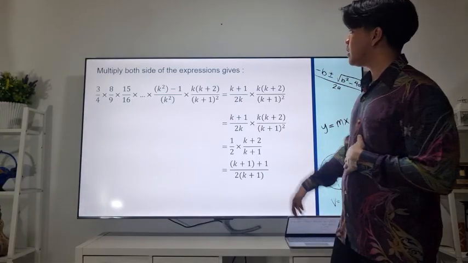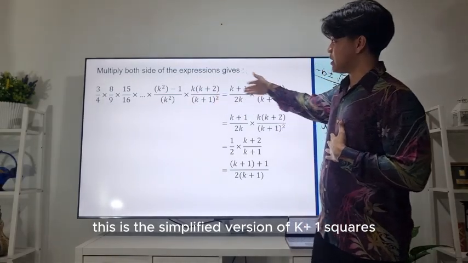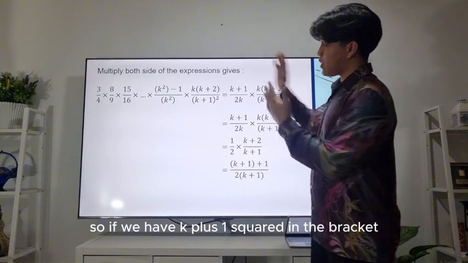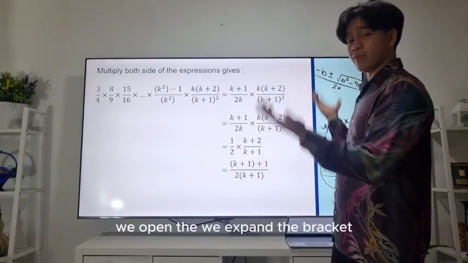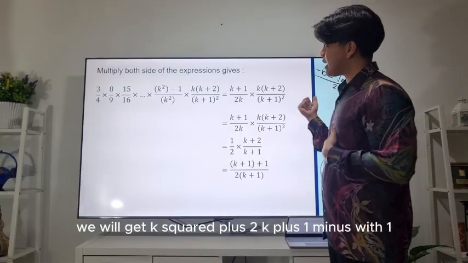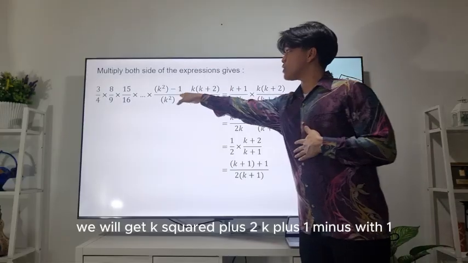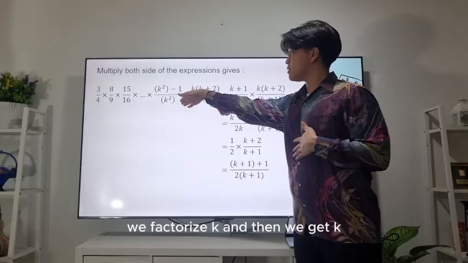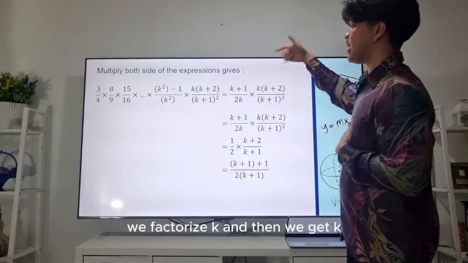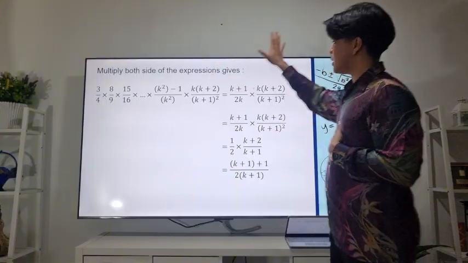Continue. This is the simplified version of (k plus 1) squared. Okay, so if we have (k plus 1) squared in the bracket, we expand the bracket, we will get k squared plus 2k plus 1. Minus 1, we now have k squared plus 2k. We factorize k and then we get k(k plus 2). That is how we get this next term.